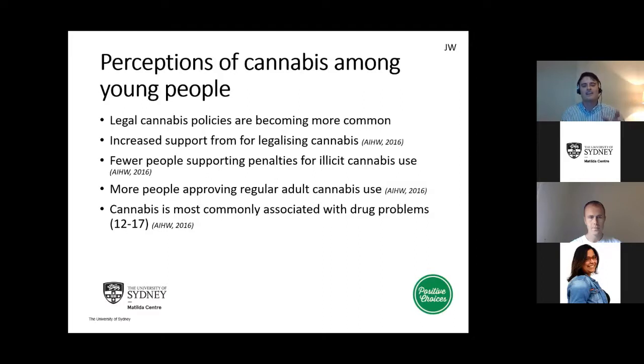Now, the household data set does report that among young people, there is an increased support for legalizing cannabis, as well as fewer young people supporting penalties for illicit cannabis use, as well as more young people approving regular adult cannabis use. Despite this, among young people, cannabis is still most commonly nominated as the drug associated with drug problems.